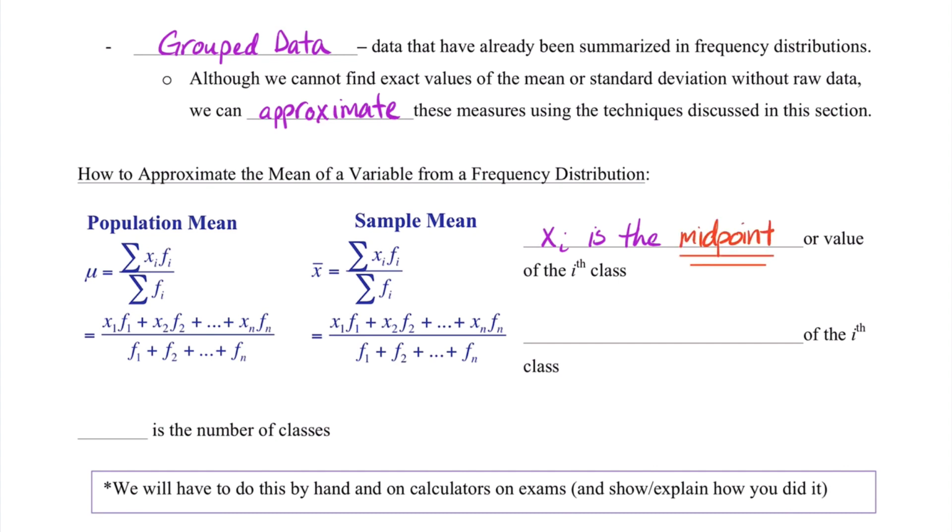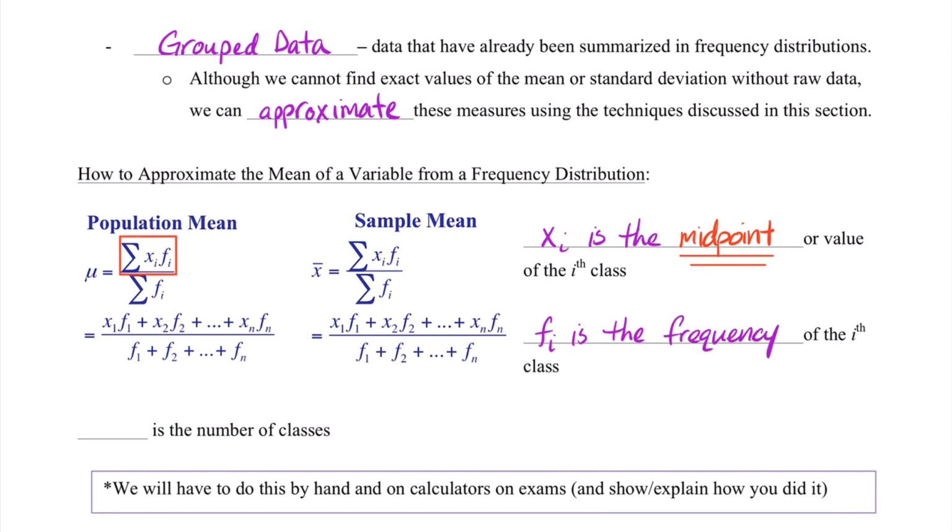This is a big deal. This is the most commonly forgotten aspect of grouped data, the fact that we need to be working with midpoints as opposed to lower or upper limits because we don't have the raw data. Now f sub i is the frequency of the ith class.